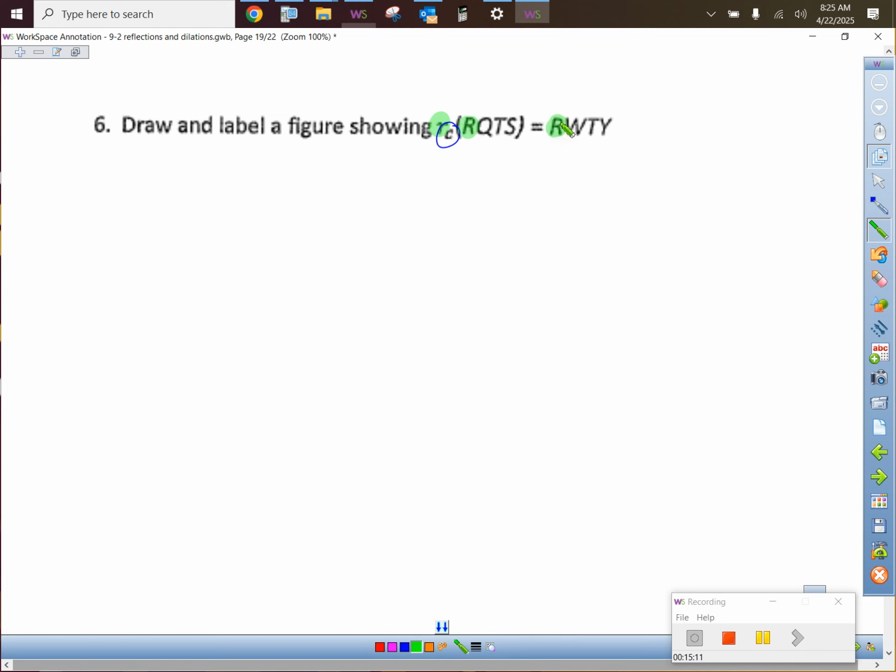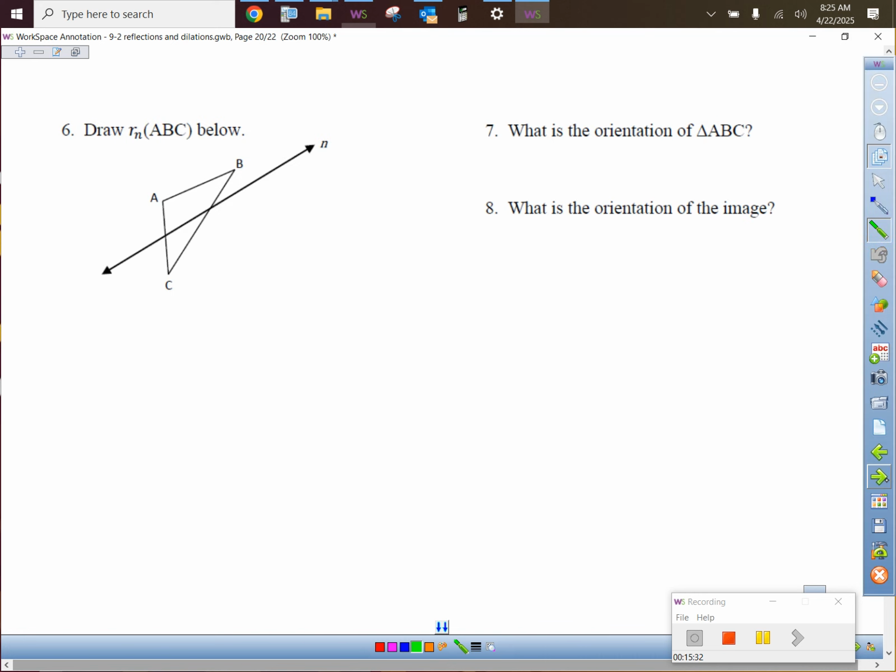How would R reflect to R? If it reflects to itself, where's it got to be located? On the line. Are there any other points that are also on this line? Yes. T is on the line as well, because doesn't it reflect to itself in that case? So, cool. Let's skip that one and go to the back side.